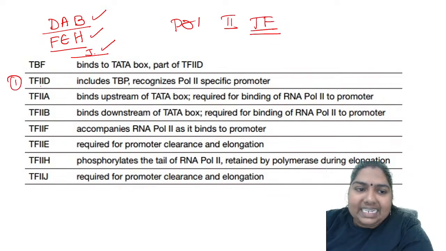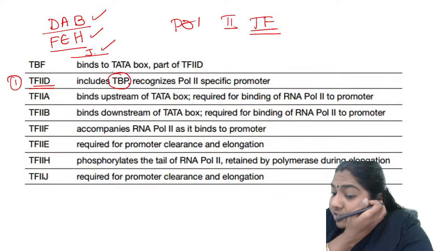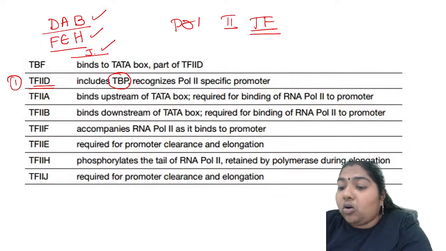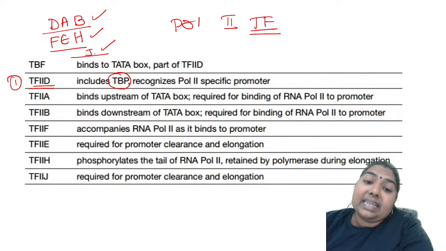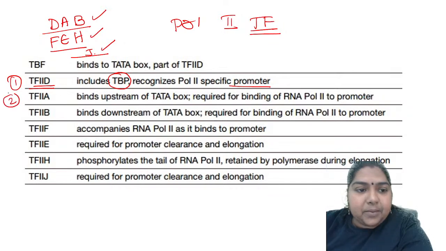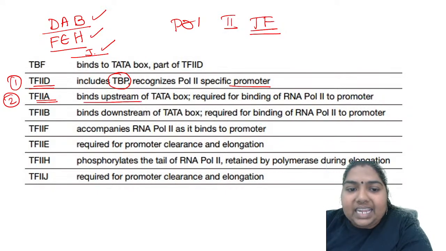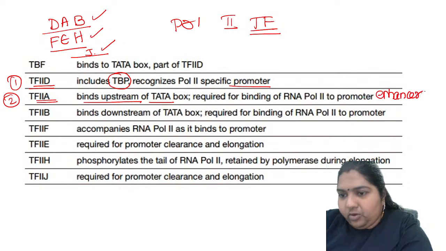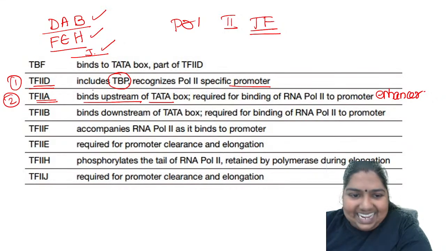First one is going to be D. What is this D doing? This D is going to contain your TBP, and that is going to bind to your promoter. Second one is going to be A. What is this A doing? It will bind upstream to the TATA box. Upstream usually means the enhancer, so A binds with the enhancer.